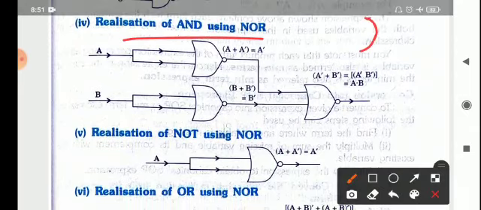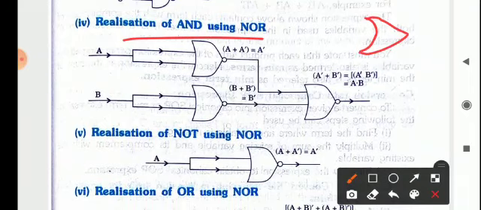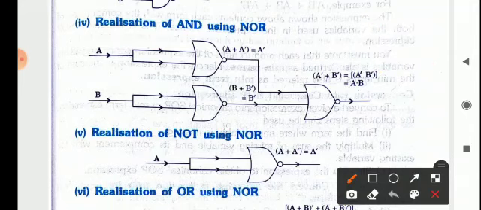Now, I told you this is the symbol for the OR gate, and when a NOT gate is applied over here, then what will it become? NOR, N-O-R. So, how to realize AND using NOR? Again, you can see OR is used in both places, A plus A complement, and that whole complement is A complement, and B plus B complement is B complement. This will be the output.